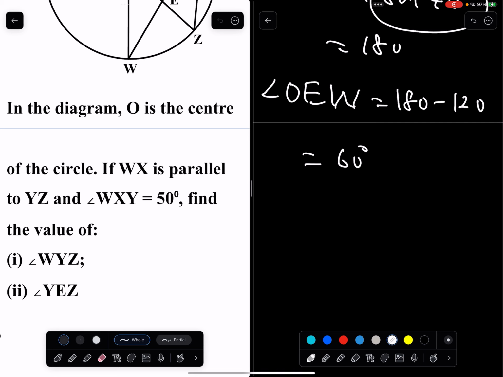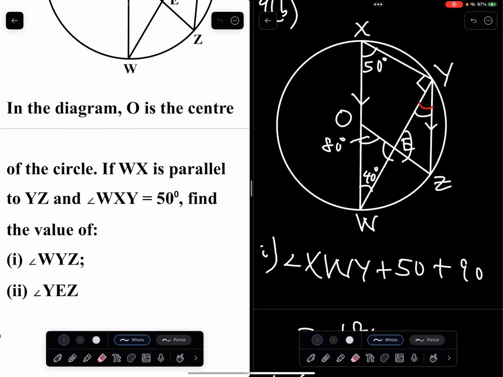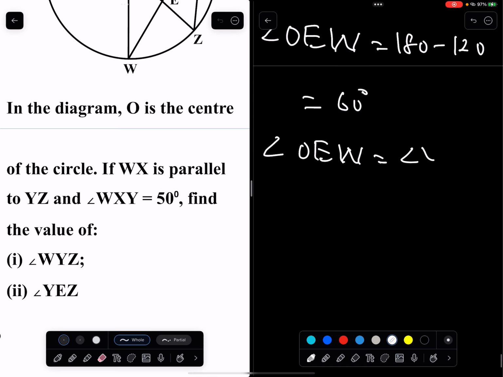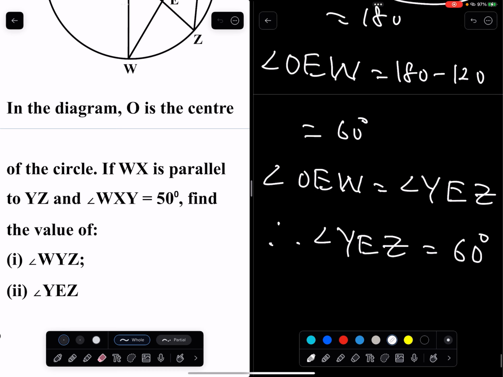And we know that angle OEW is the same as angle YEZ, and the reason is vertically opposite angles. So angle OEW is the same as angle YEZ. Therefore, angle YEZ equals 60 degrees. And that's it, very, very simply.